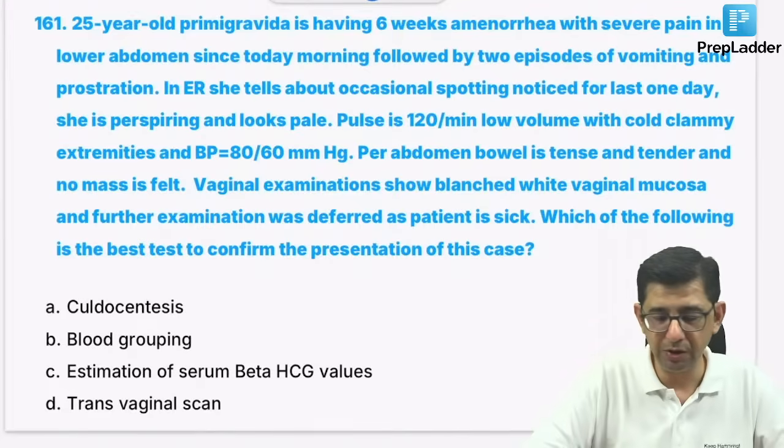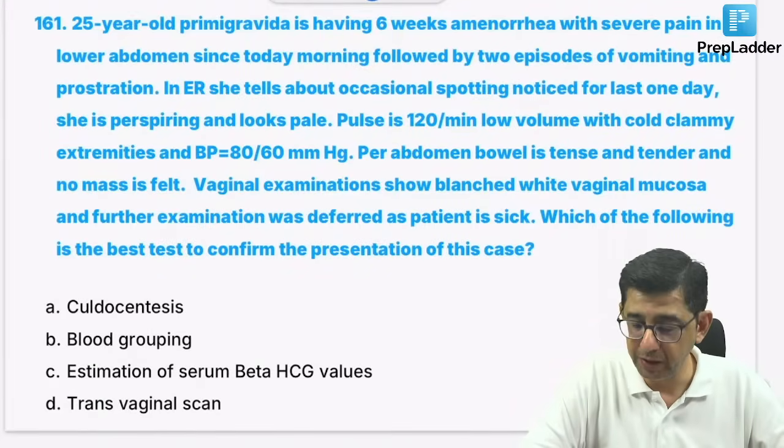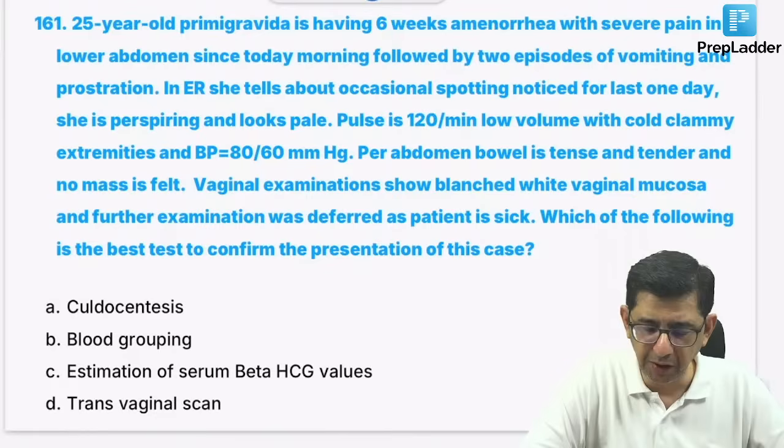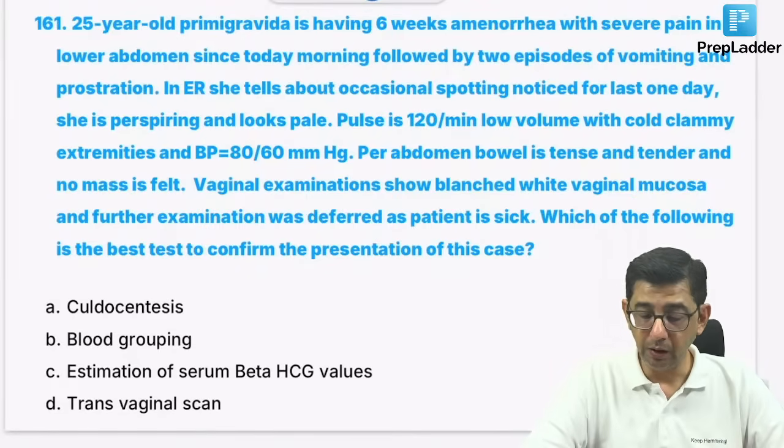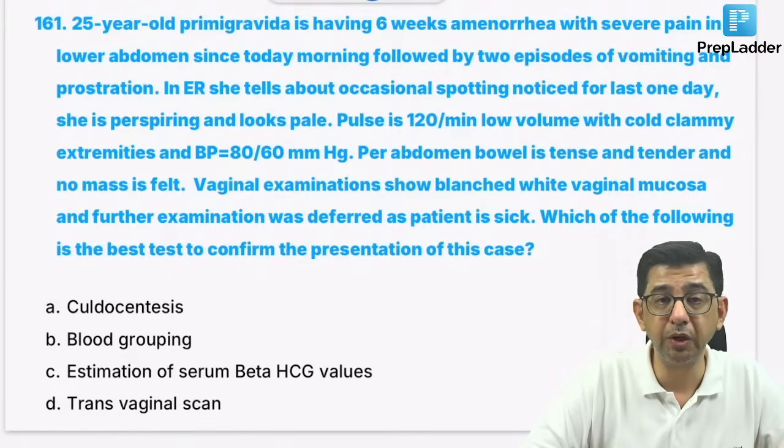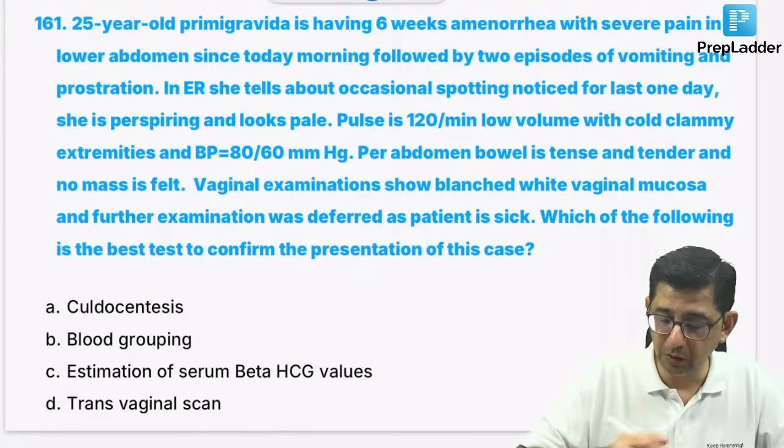Then is a long stem question on primigravida. The question mentions that this lady is having a 6-week amenorrhea with pain in the lower abdomen, with vomiting and prostration. And now you can notice that she is going into hemodynamic compromise. I mean, this is a long-term question. There's a tachycardia, there is a hypotension.